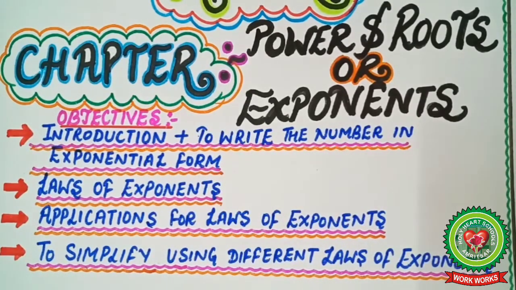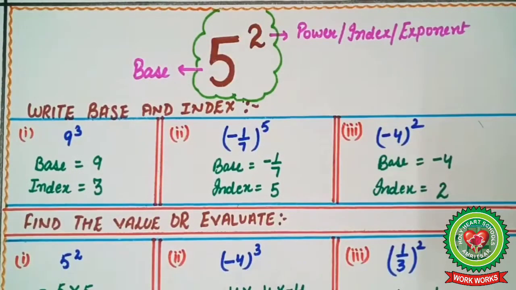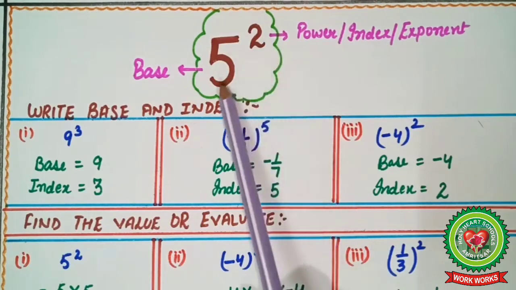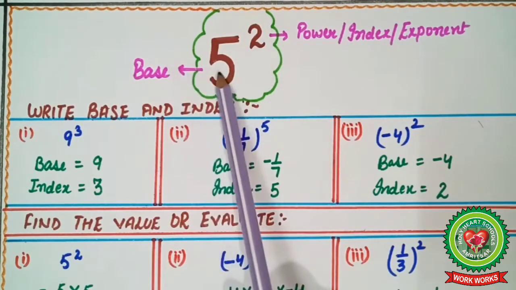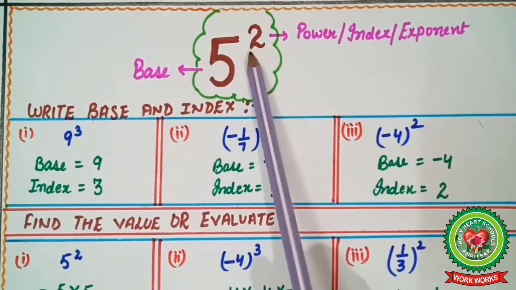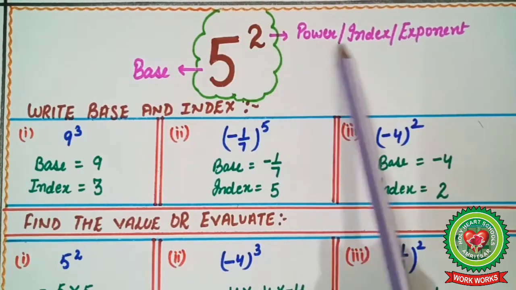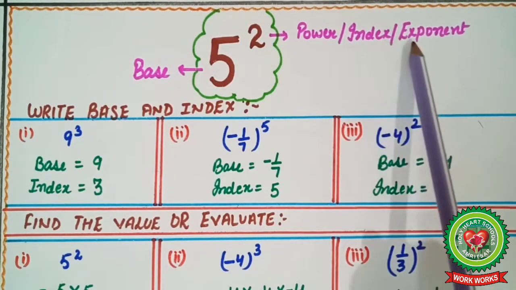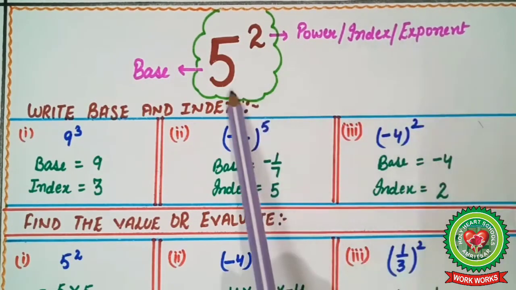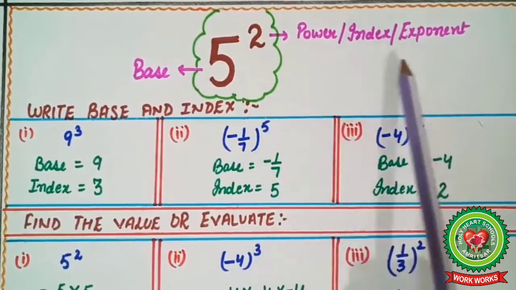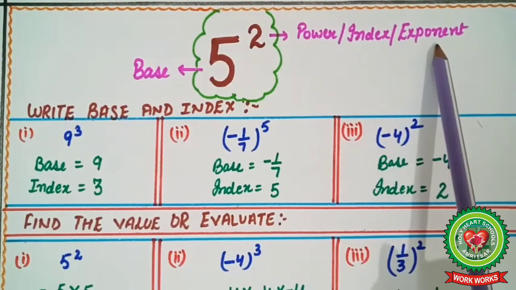So let's get started. Now students, you can see that I have written here 5 raised to power 2, right? Now what is 5 here? 5 is called the base, right? 5 is known as the base. Now here 2 is also known as the power, and another name is index, and the third name is exponent, right? So here 5 represents as base and 2 as power or index or exponent, right?